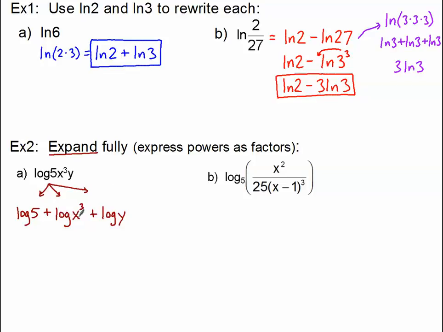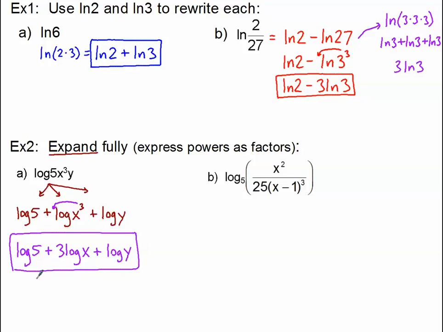The log of x cubed, now I can pull this 3 directly out front of this logarithm. And the log of y, well, the log of y is just log of y, so it looks like I'm finished. The log of 5 stays. I'm going to write this as the 3 log of x, and I'm going to write this as the log of y, which does not change. So that is expanding fully.